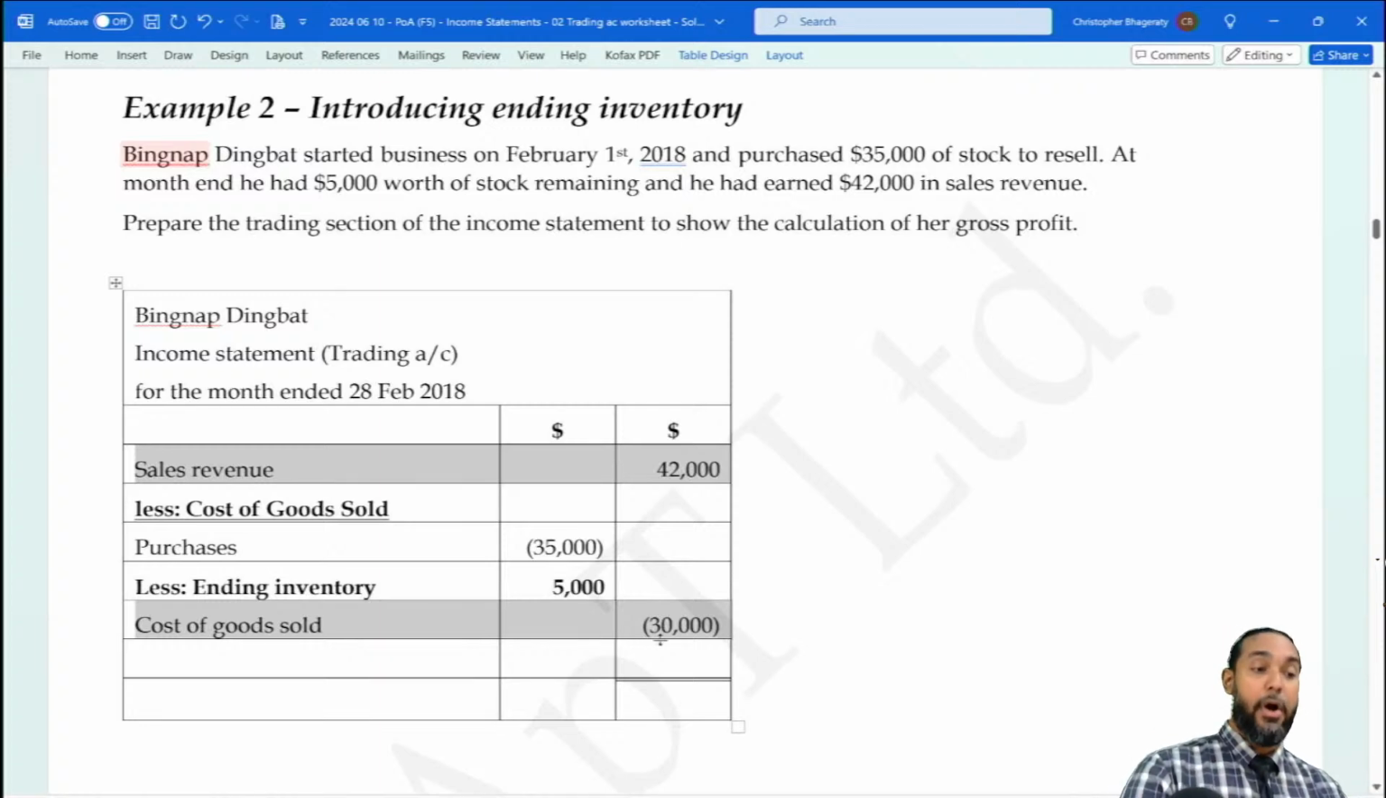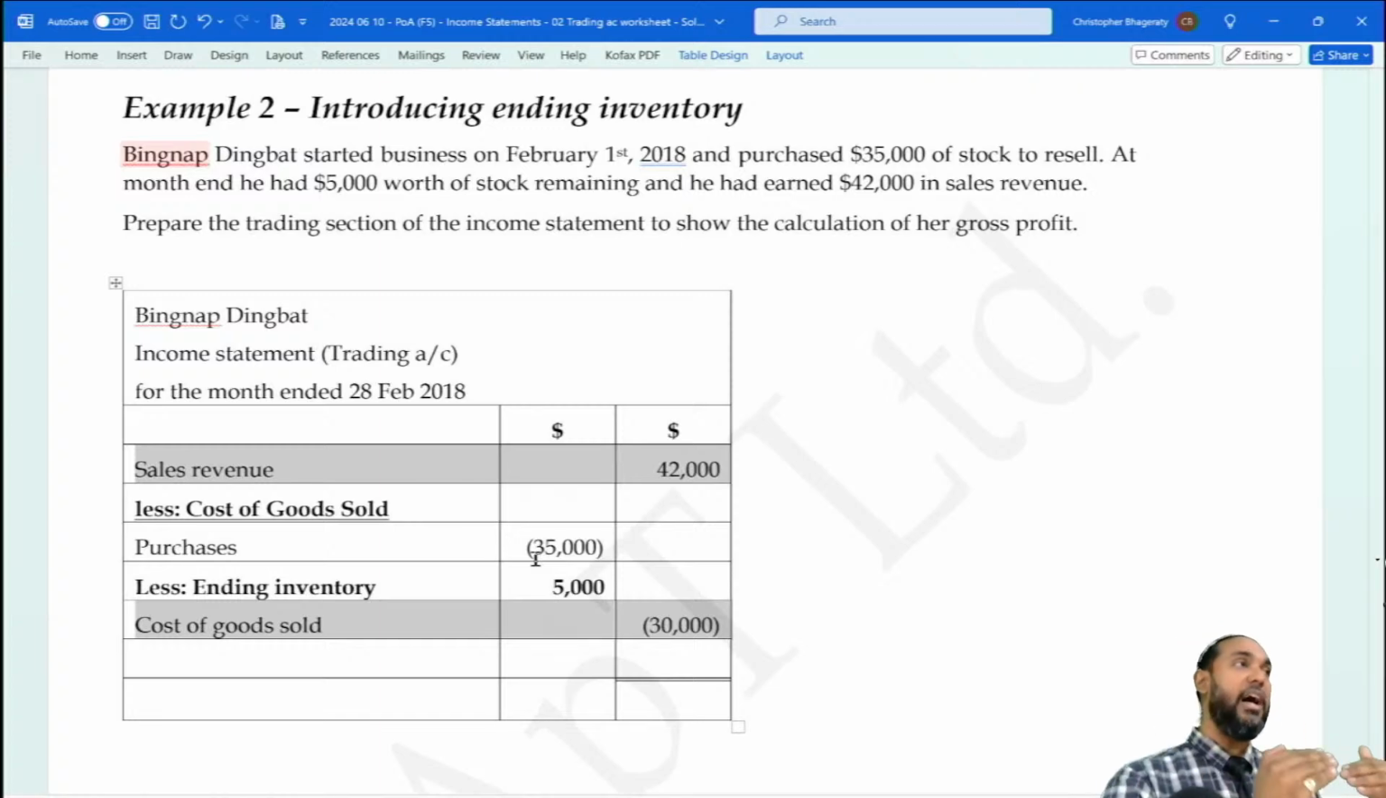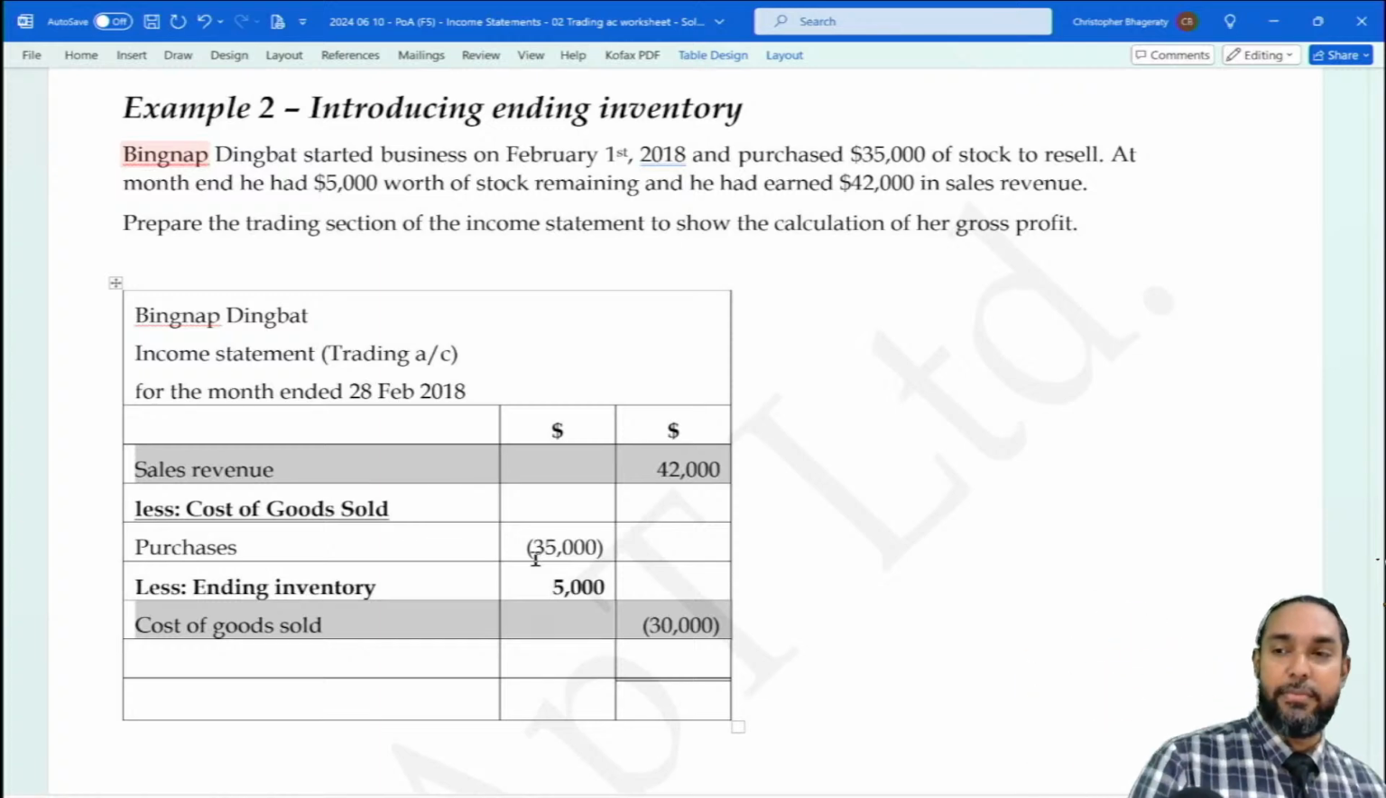So the 30 here, how did we get the 30 again? You took the overall value of purchases, 35, and you subtracted your closing stock or your ending inventory. Because if you still have it, you can't make a profit or loss on it. So you can't include it in the calculation of profit.